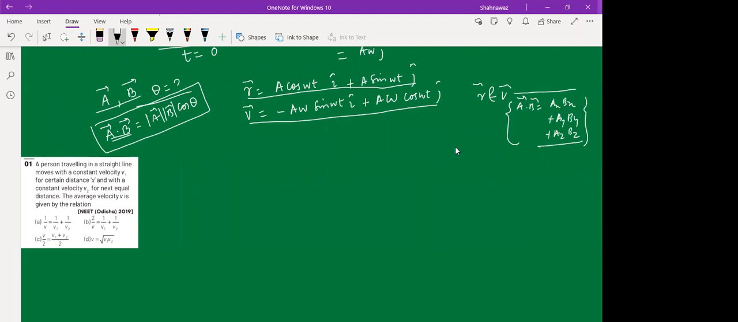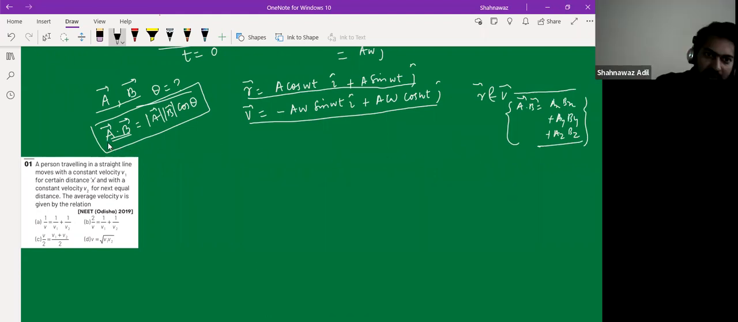Yes, sir. So we can calculate A dot B, and this is in the Cartesian form, in the unit vector form. So can we calculate the magnitude of A vector? Your magnitude of A will be what? AX square plus AY square plus AZ square, right?